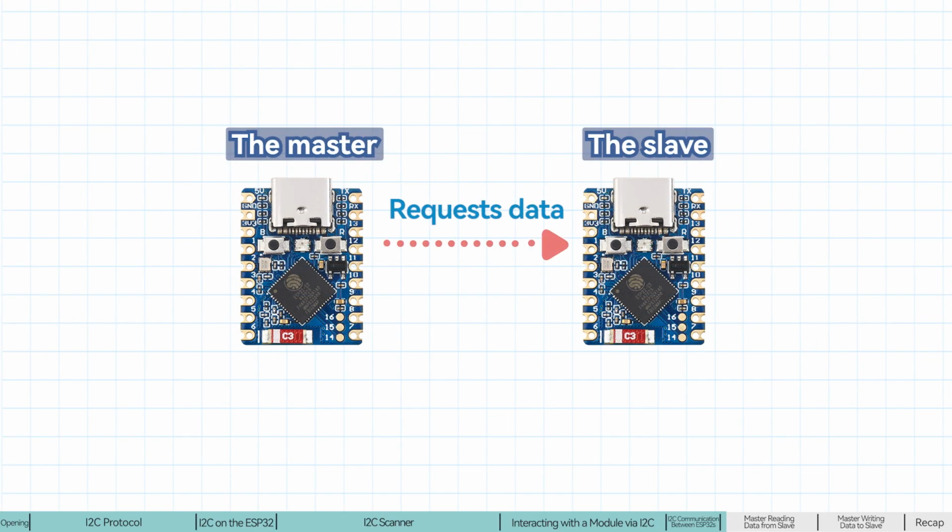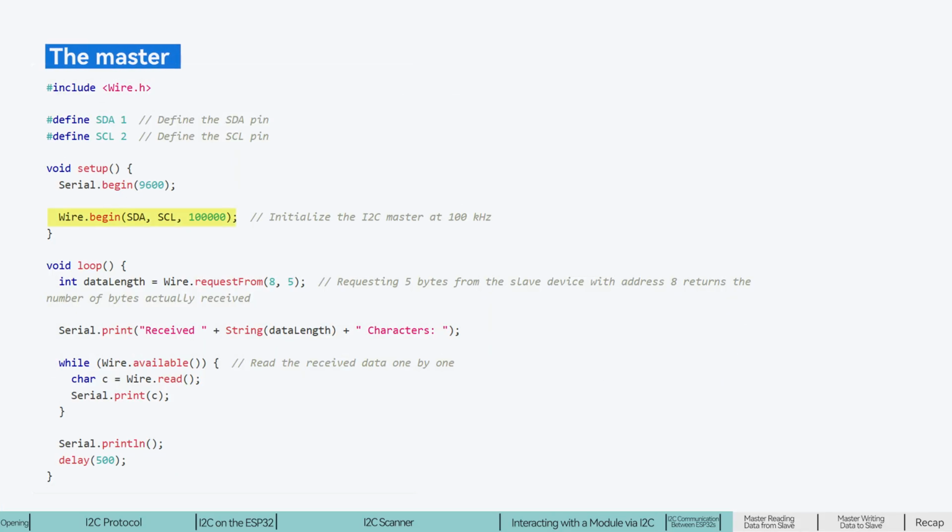First example, master reads data from slave. In the master, the setup function initializes Wire normally. The core of the loop function is Wire.requestFrom. This line means request 5 bytes of data from the device with address 8. Then use Wire.read to read the received data and print it.